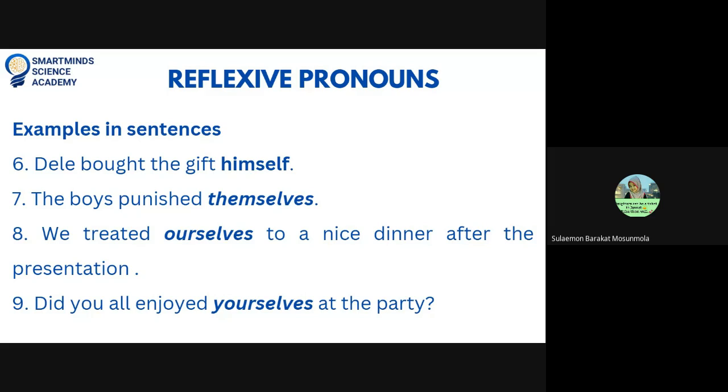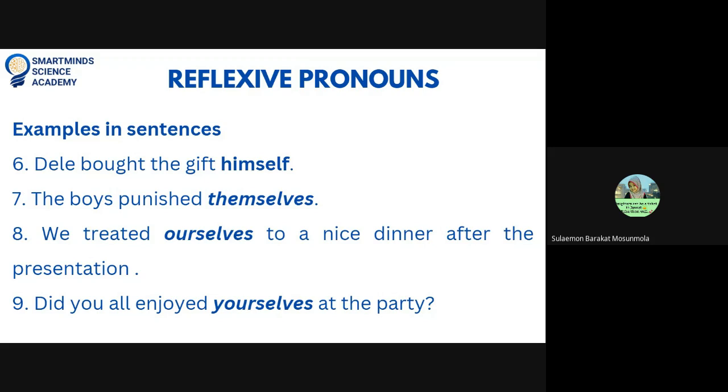When we say the boys punished themselves, it means Diolu punished himself, Akin punished himself, and like that. They punished themselves like it was an individual action. But when you say the boys punished one another, the boys punished one another.